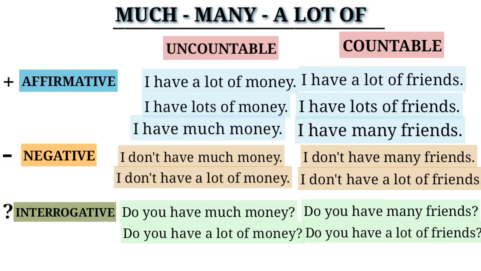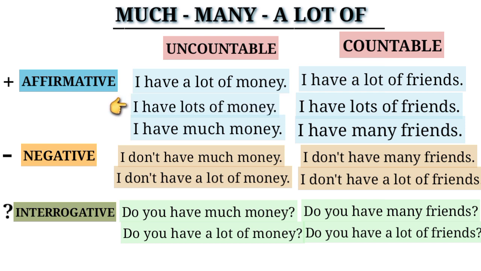Now look at this chart. With uncountable nouns in affirmative sentences, you can say I have a lot of money or I have lots of money. The last one is more informal. And you can also say, I have much money. But that is not common to say. So use a lot of or lots of in affirmative sentences.